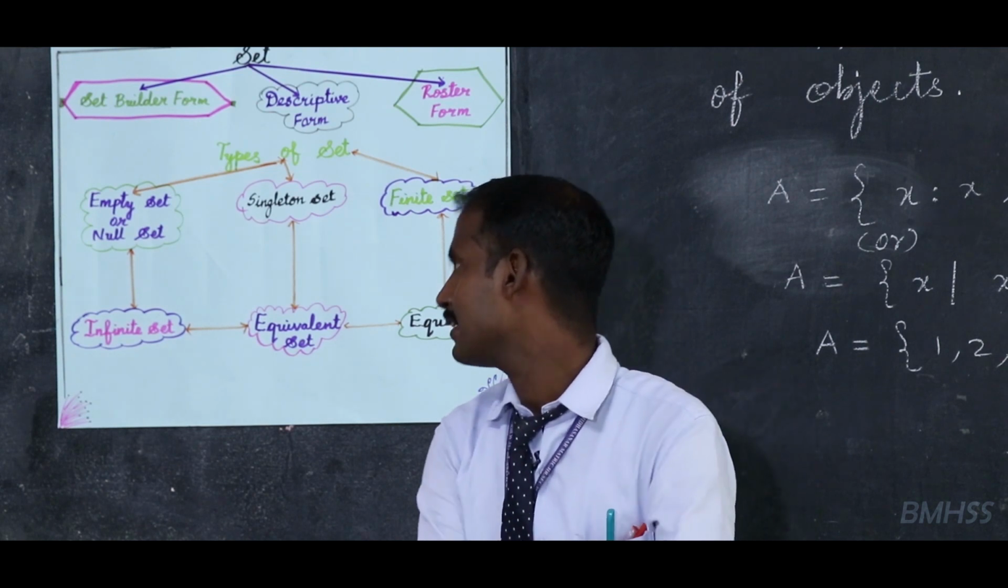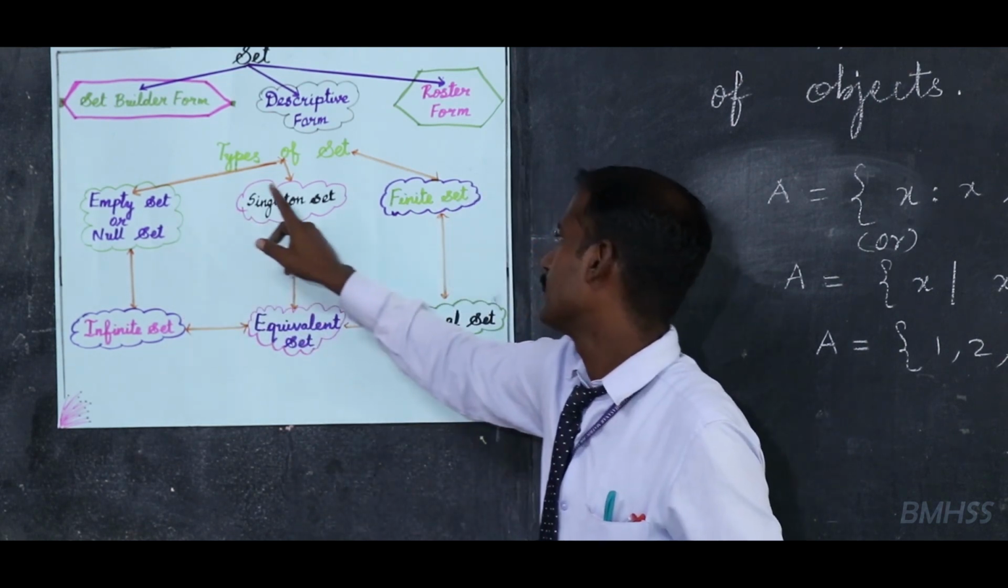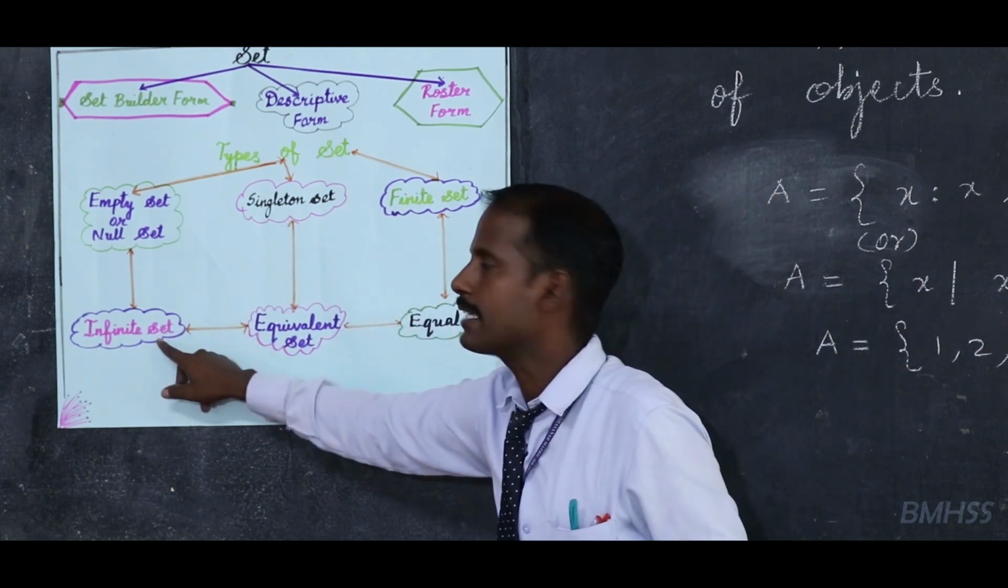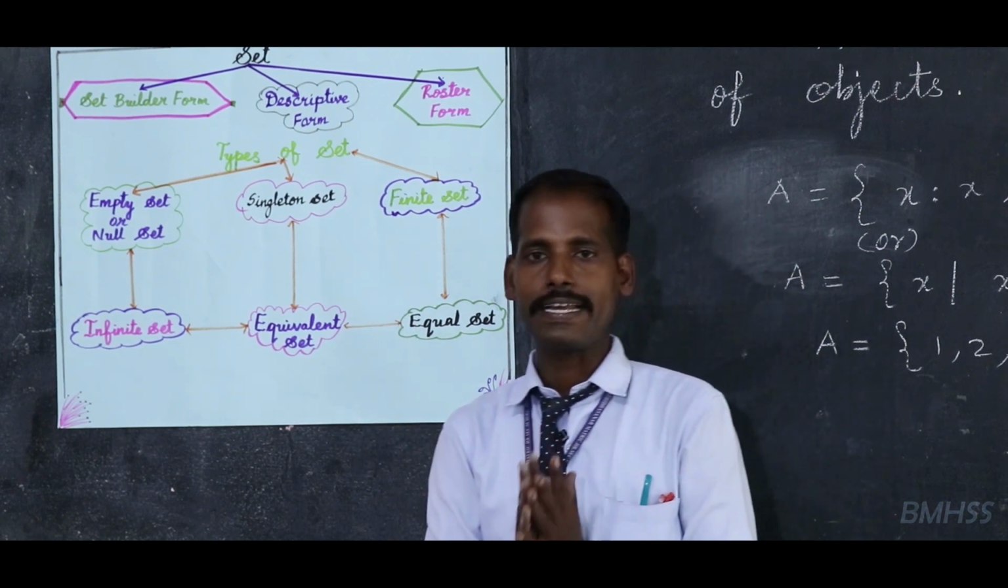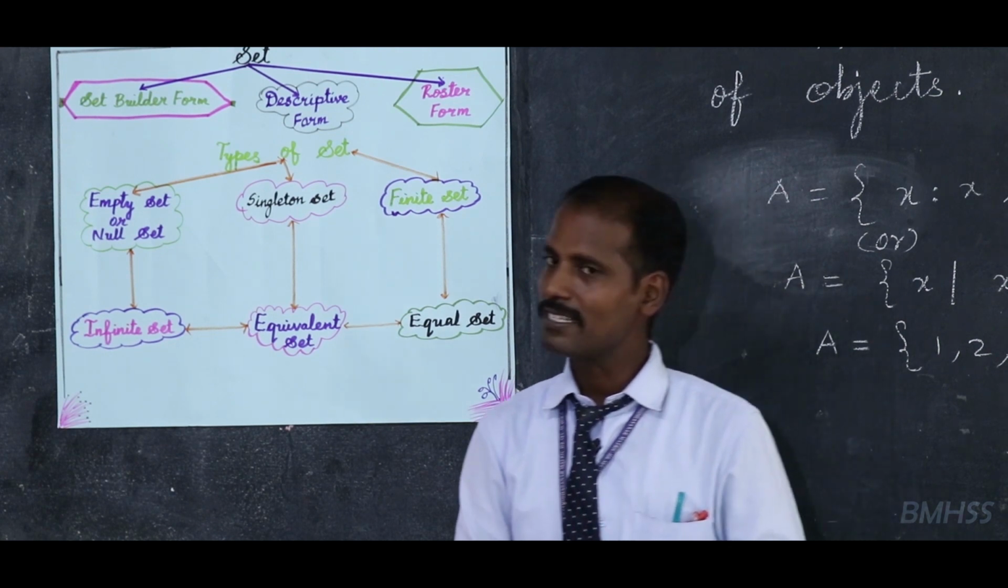So types of set is 6 types. One is empty set or null set. Second one singleton set. Third one finite set, infinite set, equivalent set, equal set. So 6 types of sets we know that. So what is empty set?